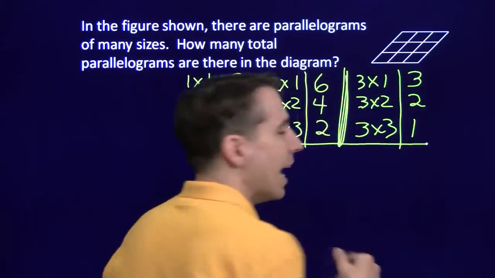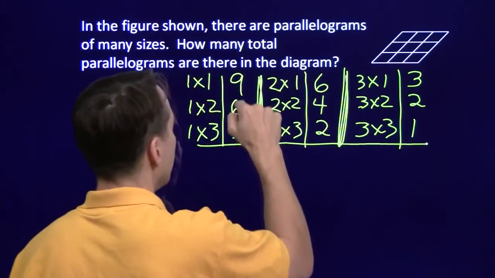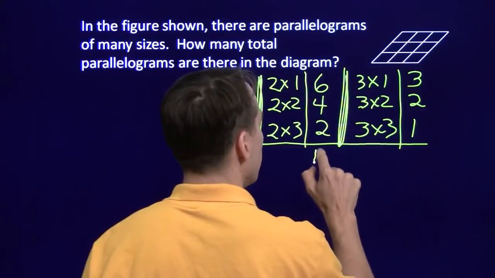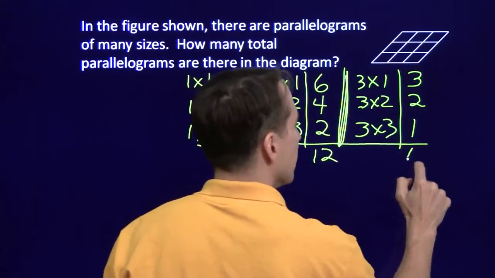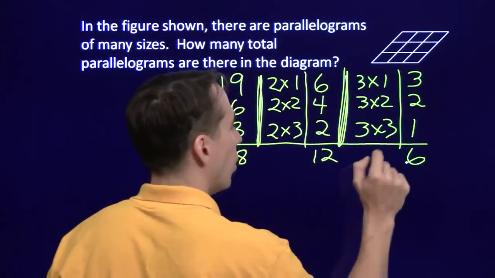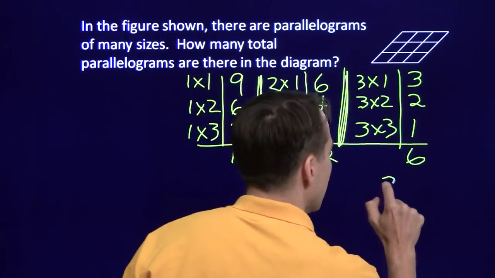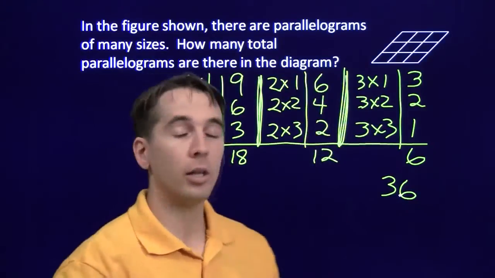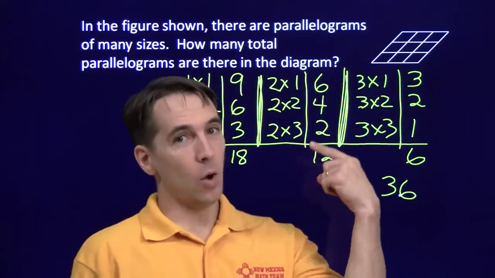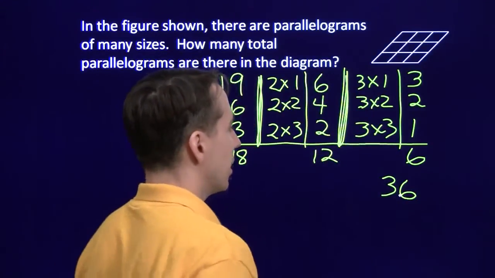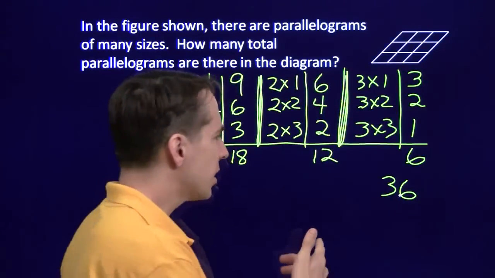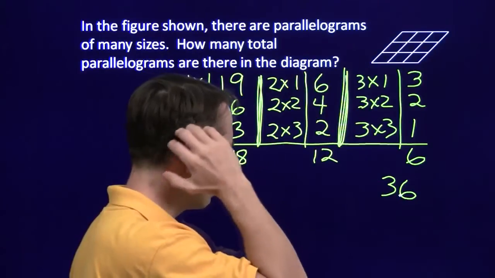All we have to do is add up all of our cases. 9 plus 6 plus 3, that's 18. 6 plus 4 plus 2 is 12. 3, 2, and 1 is 6. 18, 12, that's 30. Add 6 is 36. And we know we've got them all. We know that we've counted every single parallelogram once and only once. And we get 36. What? Yeah, 36. It's a perfect square. It's 6 squared.